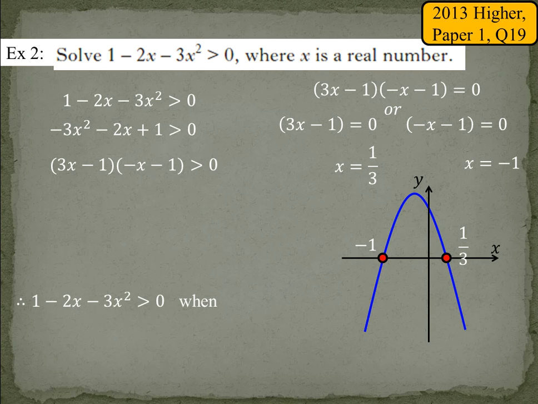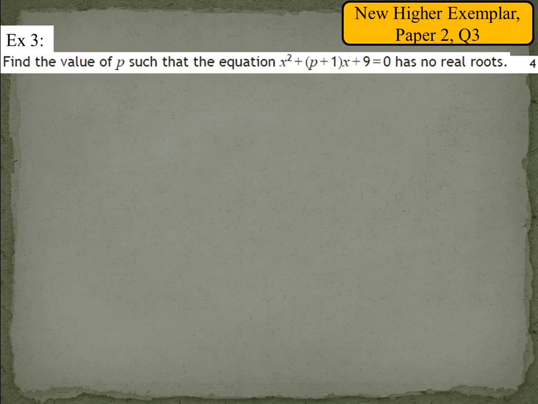Well, 1 minus 2x minus 3x squared will be greater than 0 when x is greater than minus 1, but less than a third. Now notice the symbols you use in your intervals are important because it's greater than 0 but not equal to. So we can't use minus 1 and 1/3. We have to be greater than minus 1 but less than 1/3.